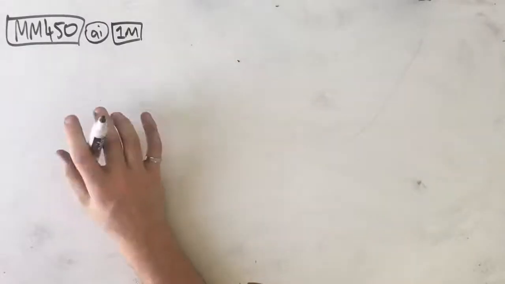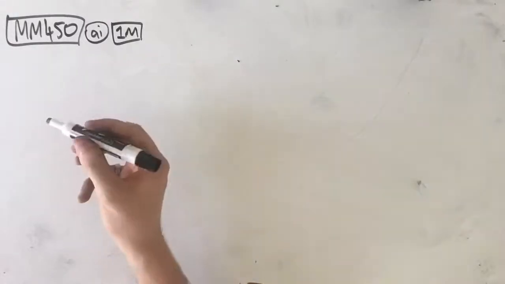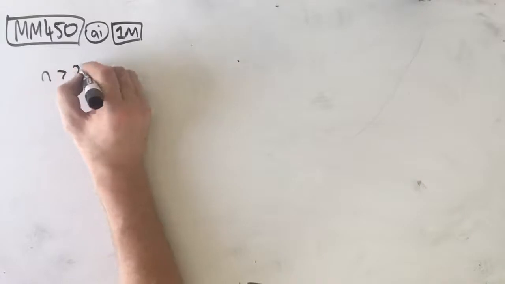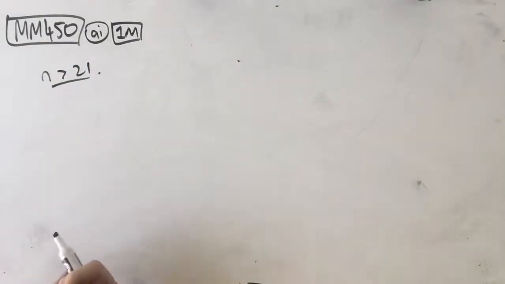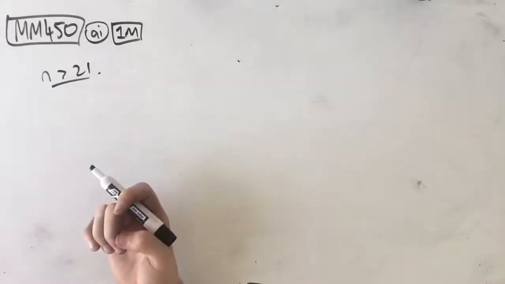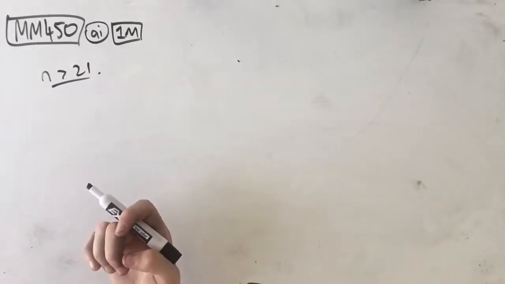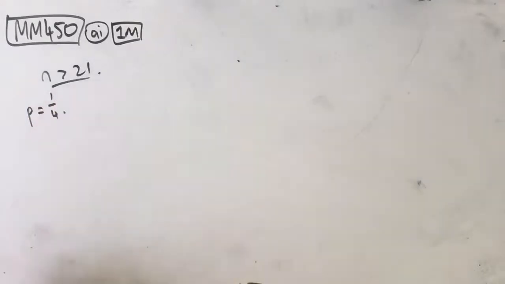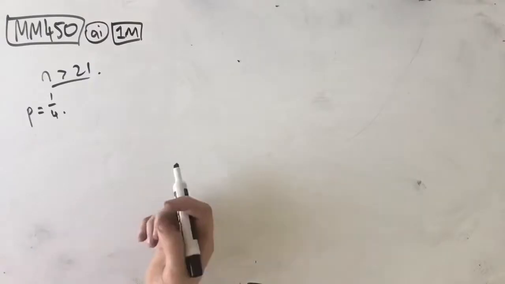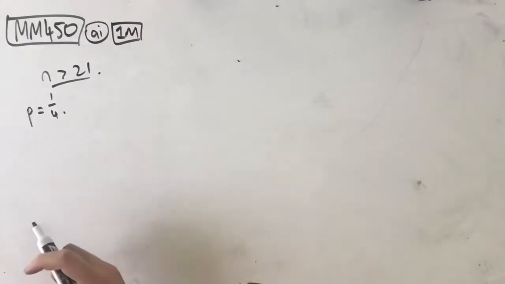Says a classroom of n students, where n is greater than 21, undergo a survey to find out which pets each family owns. From census data, it is known that the probability of any given student owning a dog is 1 in 4. So let's just call P 1 in 4 for now. The random variable x is the number of students who own a dog in this particular classroom. What is the probability that none of the first 4 students surveyed own a dog?